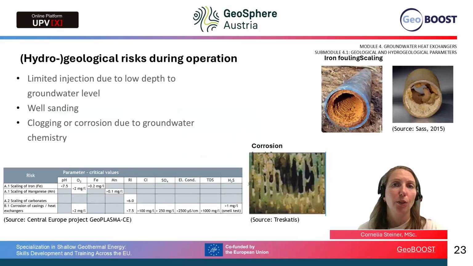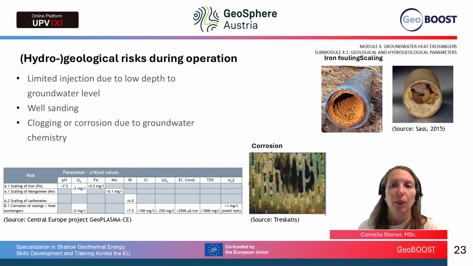Clogging can also occur in the injection well. This happens, for example, when oxygen-free water with high iron or manganese content gets in contact with air before it is returned to the aquifer. And in this case, you would get this orange-colored precipitation that you see here on the pictures in the injection well.